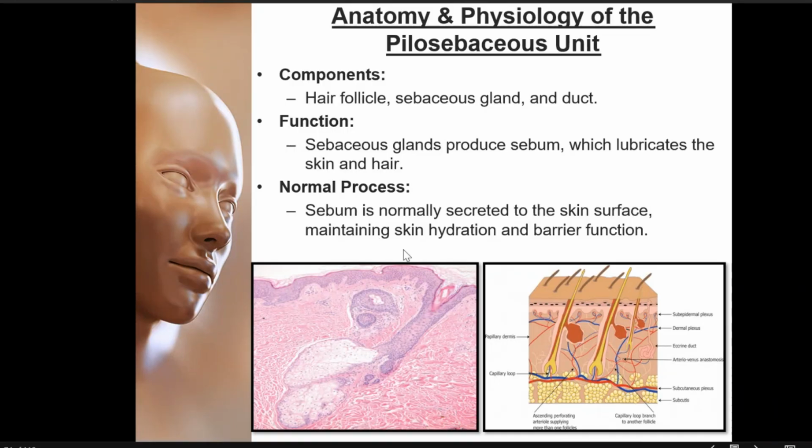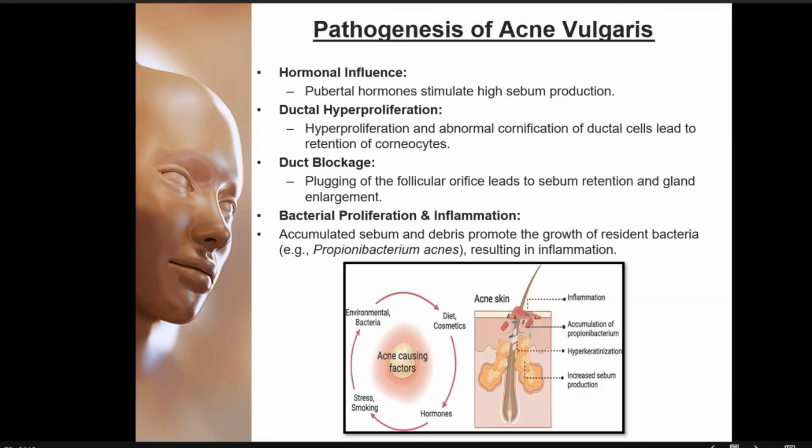This is the normal process: sebum is normally secreted to the skin surface and maintains skin hydration and barrier function. So how does acne occur? In acne, seen in the pubertal age also, hyperproliferation of the ductal cells leads to the retention of keratinocytes, and blockage of the follicular orifice leads to sebum retention and gland enlargement.